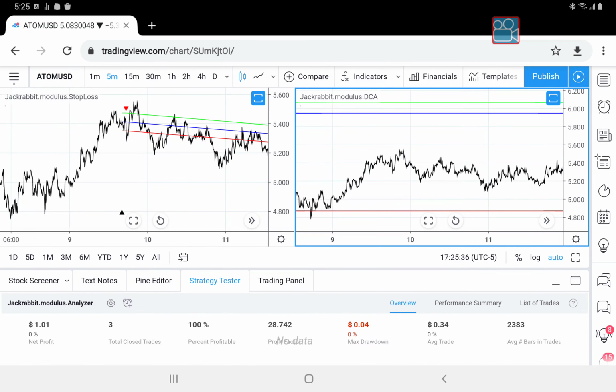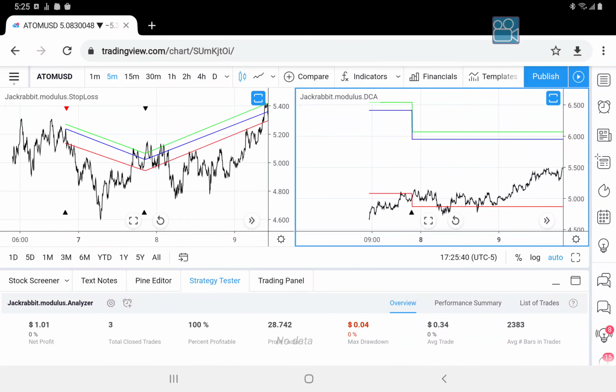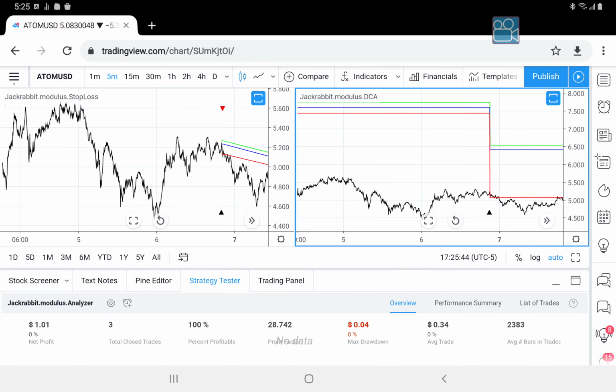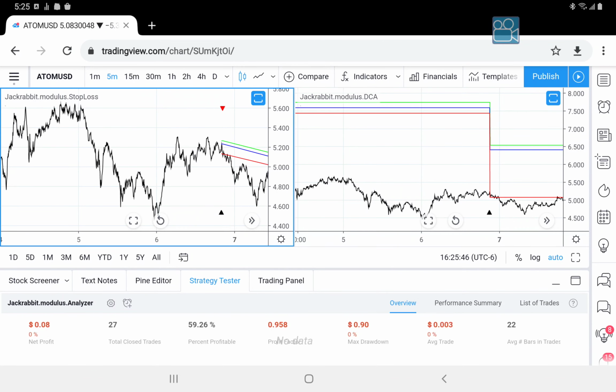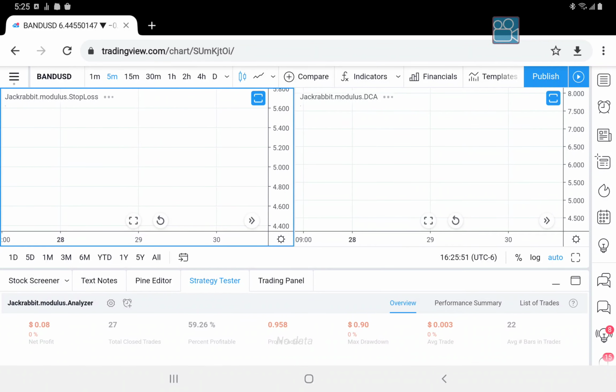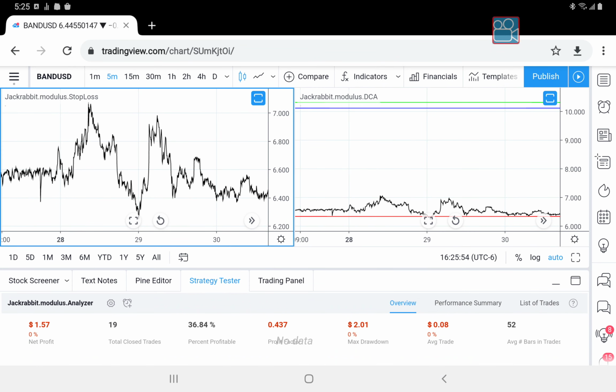So be sure you understand the risks of using such an algorithm. It works well, but will it work for your situation? The stop loss module may not always work best with high volatility coins.